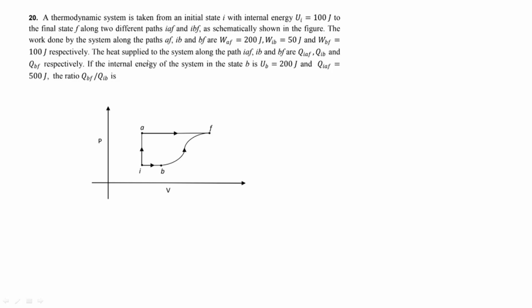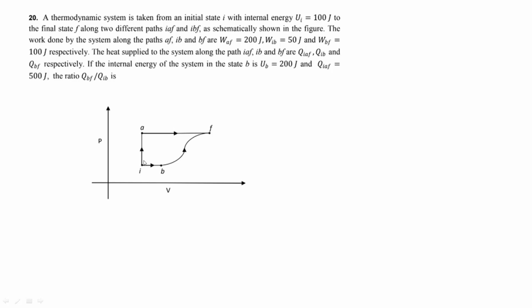The heat supplied to the system along the paths IAF, IB, BF are QIAF, QIB and QBF respectively. If the internal energy of the system in the state B, that is this state, is UB equal to 200 joule and QIAF is equal to 500 joules, then you have to find out the ratio of QBF by QIB.